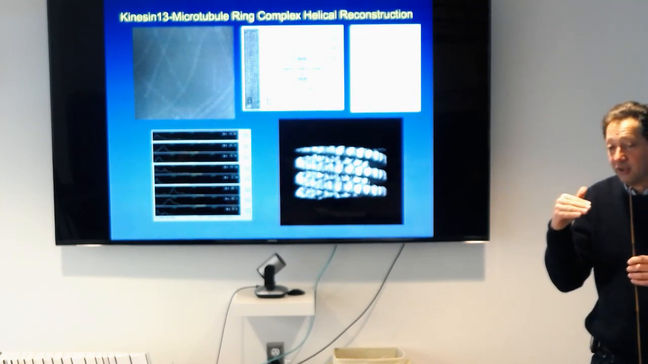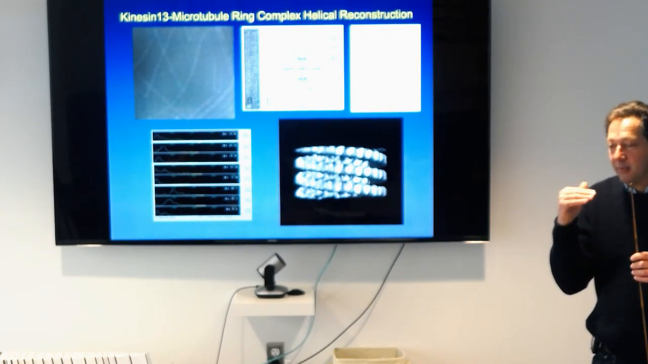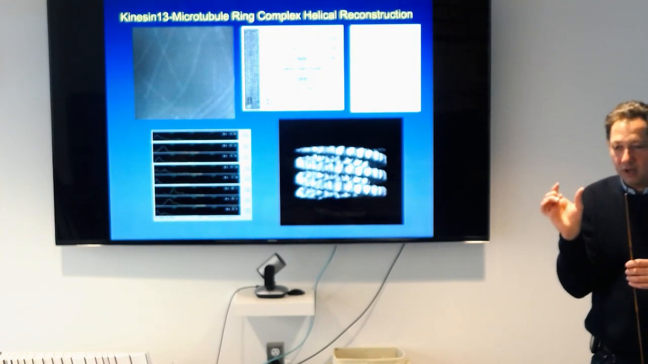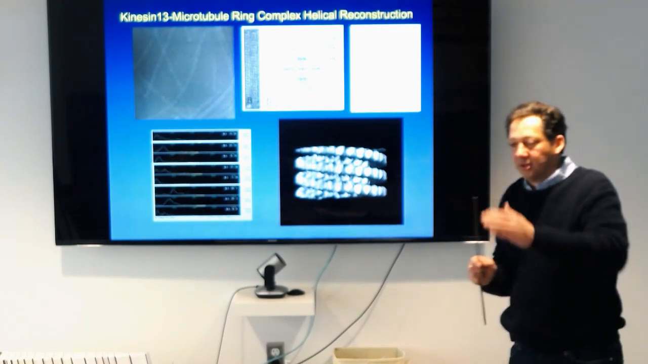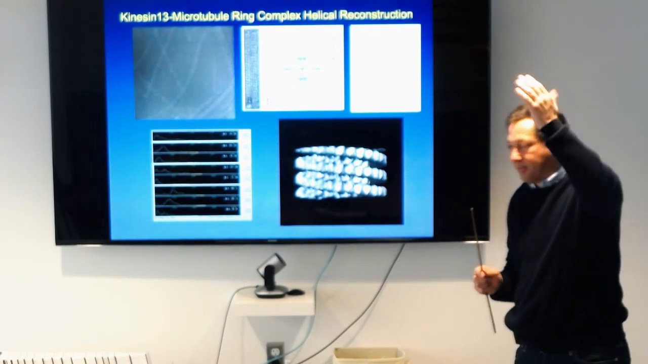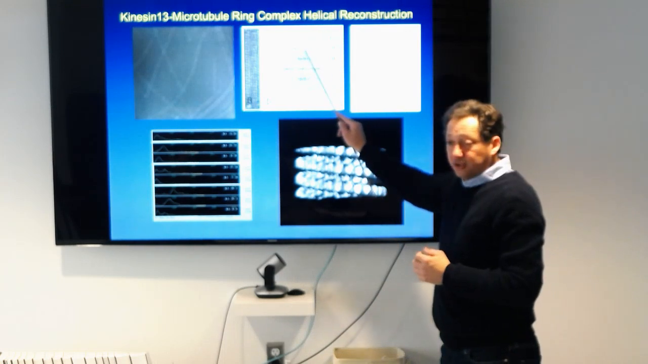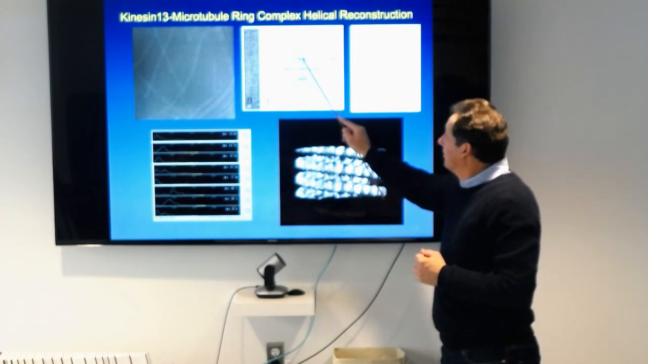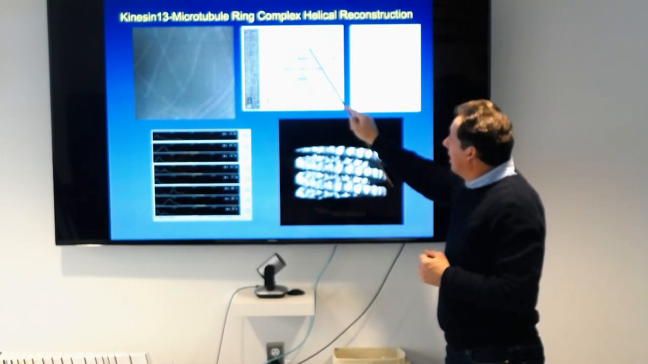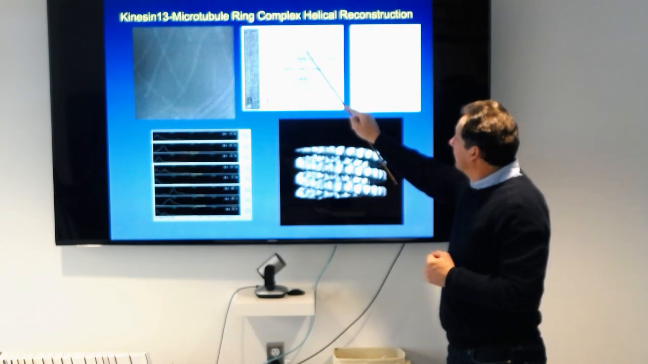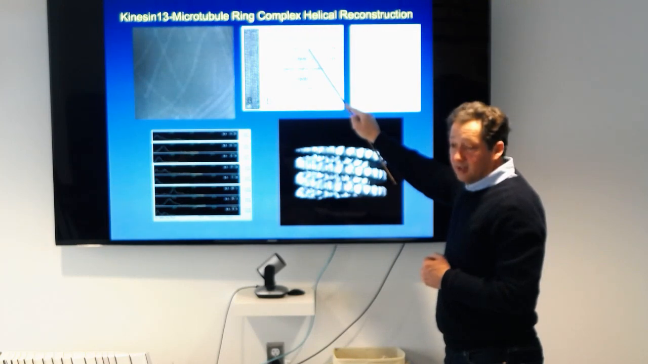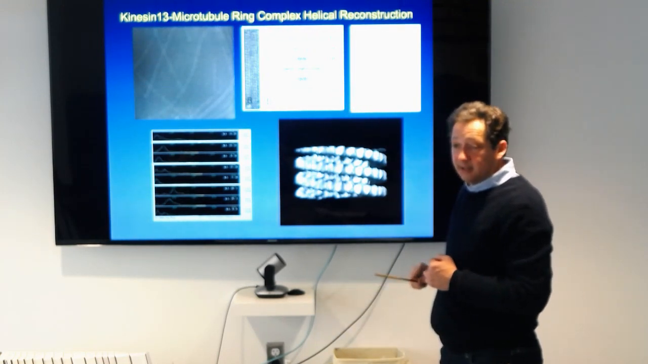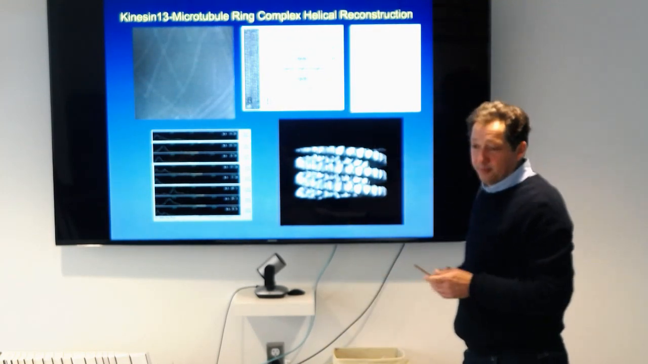But the other reason is the strong layer lines are going to be the ones with the smaller Bessel orders, because the smaller the Bessel order, the higher the peak, and they are also going to be closer to the meridian. So this is a strong layer line, corresponding to the 2-start helix in this case, Bessel order 2.